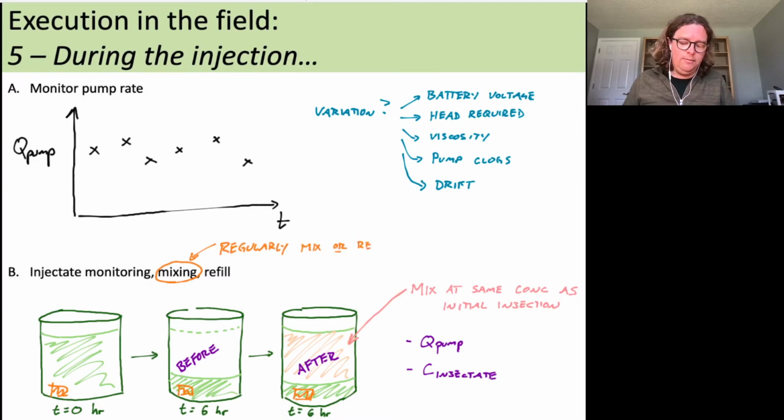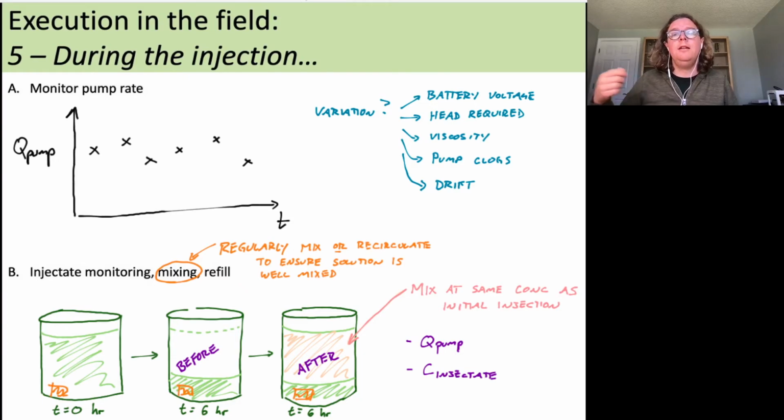Finally, I'll just point out mixing. Our goal is that the injectate is always well mixed. If you've got relatively low concentrations, this might just happen for you. If you are nearing solubility limits, you might need to regularly or constantly agitate the tank so that your tracer isn't precipitating out onto the bottom of your reservoir.